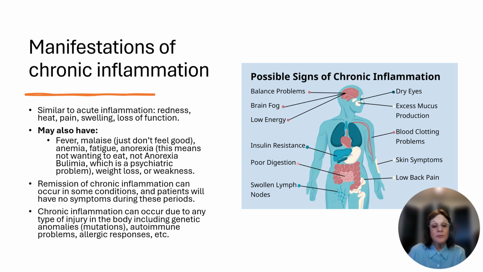Remission of chronic inflammation can sometimes occur in some conditions. So patients may not have symptoms of their chronic inflammation during these periods where it kind of goes away. That's remission. Chronic inflammation can occur because there's any type of injury in the body, even including genetic anomalies like the mutations we talked about in Module 1. It could be due to an autoimmune problem or an allergic response.